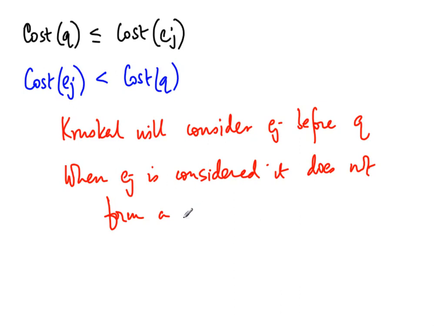Okay, so therefore we know that EJ, if it had been considered before Q, could not have formed a cycle, and so Kruskal's algorithm would have added it. And the fact that it did not add it is a contradiction, right? So therefore this cannot be the case, and we must have the situation that cost of Q is actually less than or equal to cost of EJ.